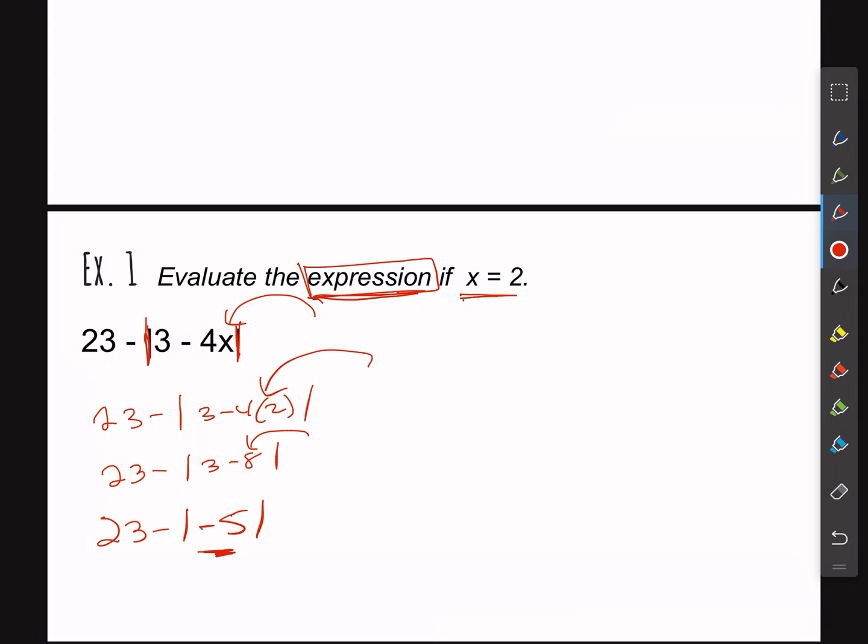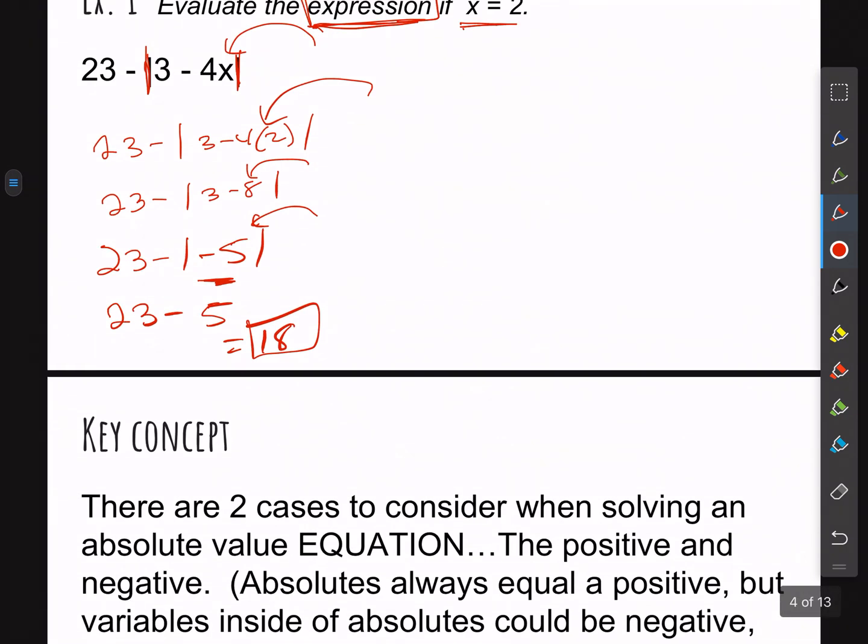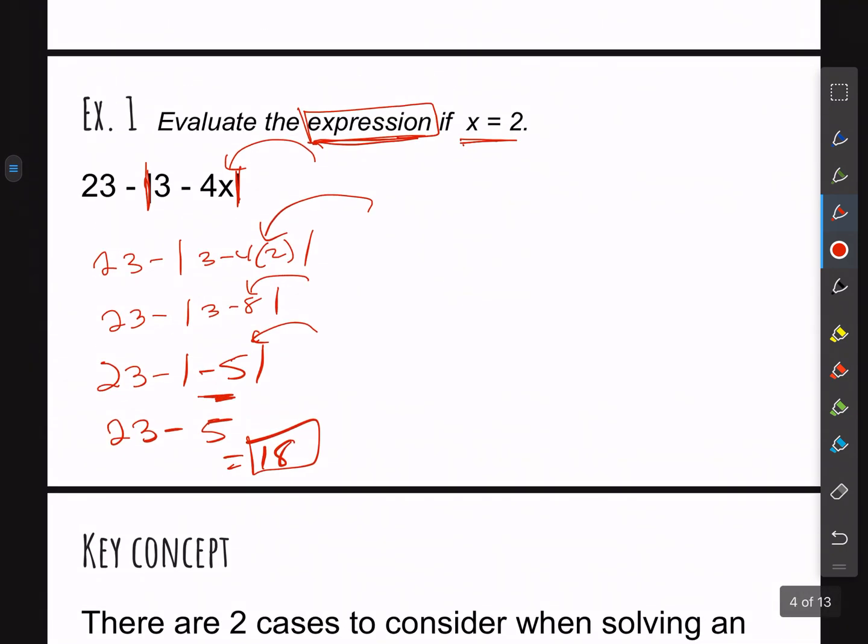The absolute value of anything is always a positive number. So I have 23 minus 5, which is equal to 18. All right, so I took the absolute value at the very last step. You can almost treat the absolute value bar like a parentheses or something like that. So that is how we would do an expression.